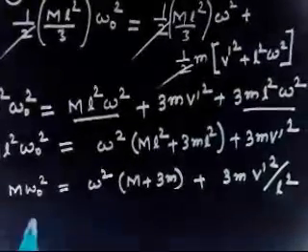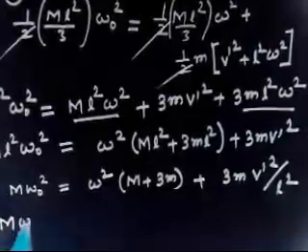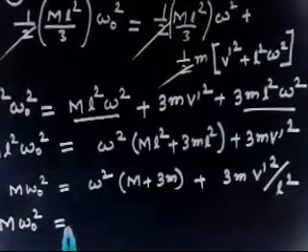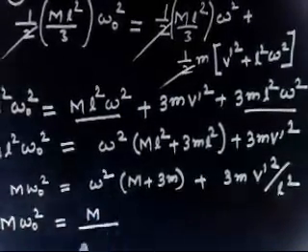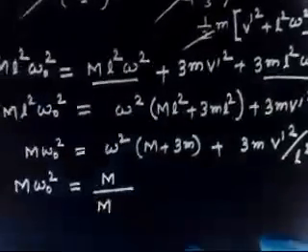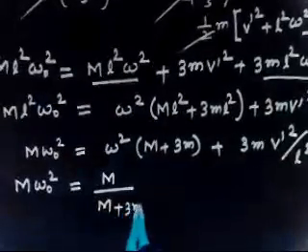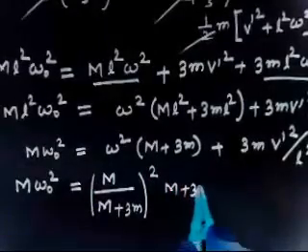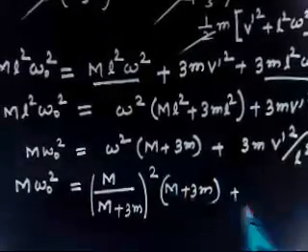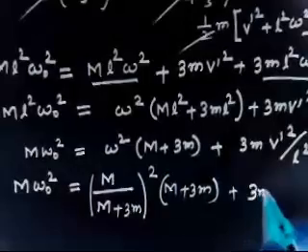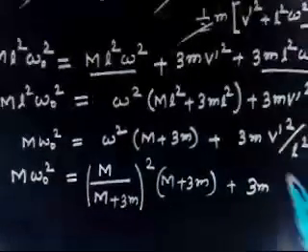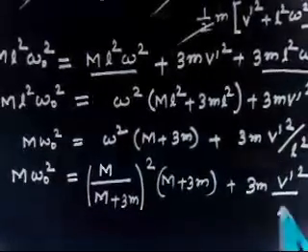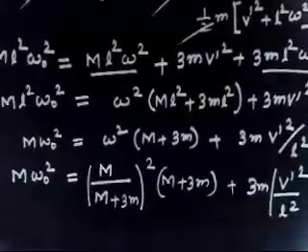Now plug the value of omega square. So I will have m omega naught whole square. Omega square is m by m plus 3m whole square into m plus 3m plus 3m v dash whole square by L square. Are you getting?